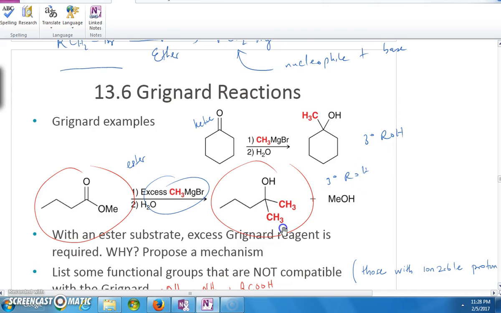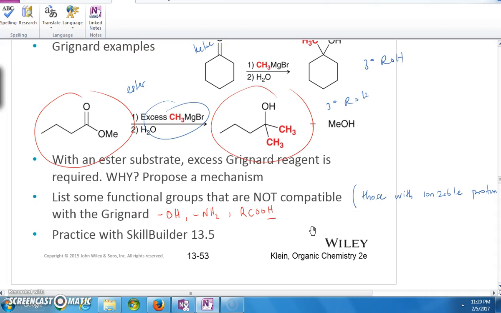With an ester substrate, excess Grignard is required. Why? Because you are delivering two of the alkyl groups. Now, list some functional groups that are not compatible with Grignard. Any functional group that has an ionizable proton, like a hydroxy, an amino group, or maybe a carboxylic acid, will destroy a Grignard because the Grignard acts like a base.